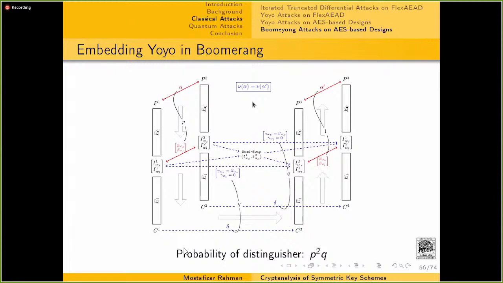And in this way, if you are considering the boomerang framework, we have been able to increase the probability to Q square Q. But here is the thing: for now, our condition is that the layers should be simple enough. So if you are able to include more complicated layers in the U1, then we will be able to penetrate more rounds.